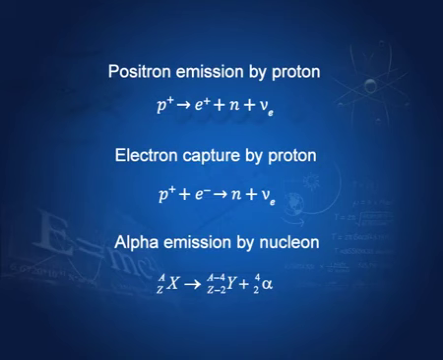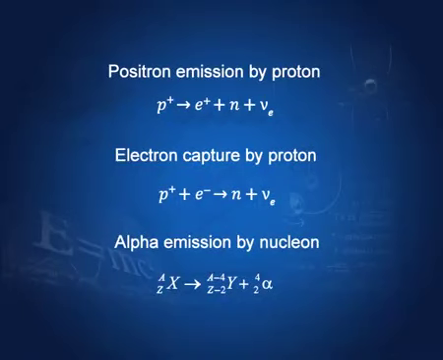So, we have these two equations here, and alpha emission: unstable nuclei can also emit alpha particles, and there this nucleus X becomes Y, whose mass number is smaller by 4 and atomic number is smaller by 2. This we have seen earlier also, and the alpha particle of course has mass number 4 and atomic number 2.